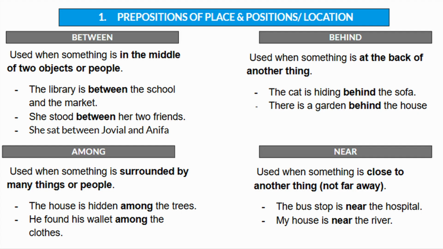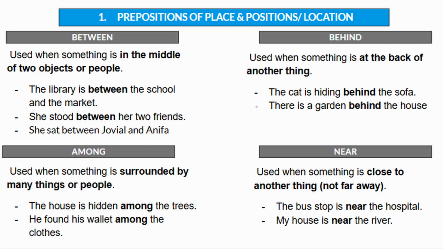She stood between her two friends. It means one friend was standing on the left side, another friend was standing on the right side, but she stood between them, in the middle of them. She sat between Jovio and Anifa. Anifa is on the right side, Jovio is on the left side, and so she sat between them, Jovio and Anifa.